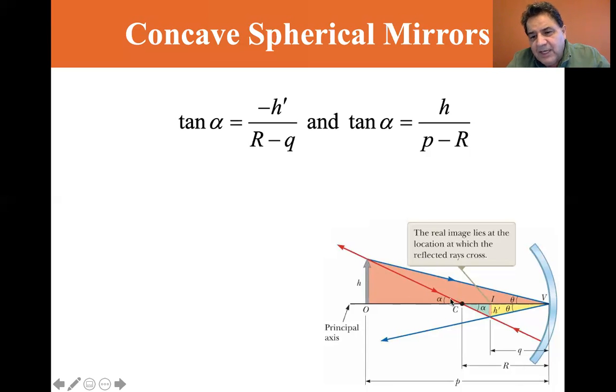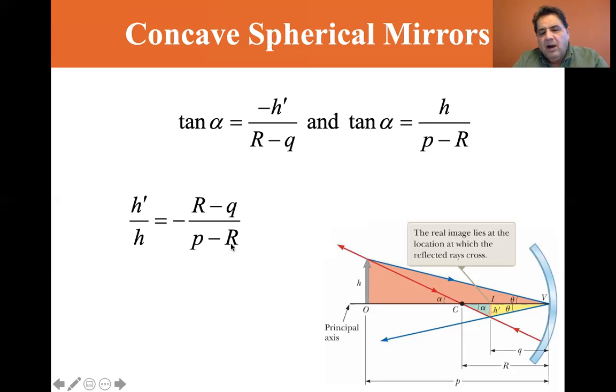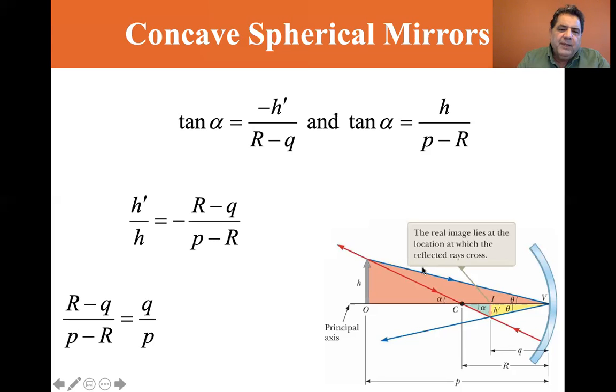And they're talking about this angle here. So they're talking about this triangle here within the red. And you can see, so it's the opposite H over the adjacent. Well, the adjacent is P minus R. That's just this section here. Hopefully you can see the little cursor going back and forth. So H prime over H is equal to minus R minus Q over P minus R. And you end up with P minus Q over P minus R equals Q over P.